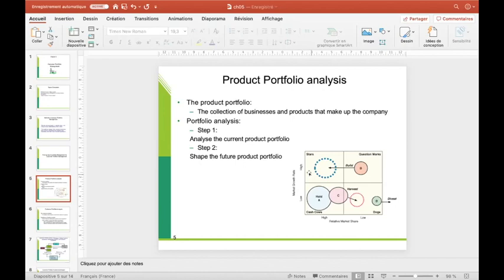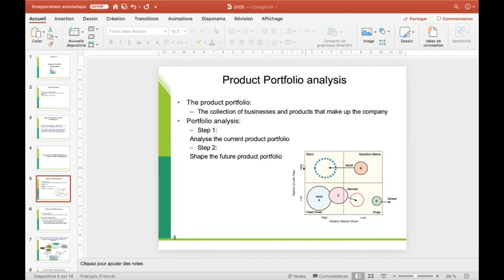You have the stars, with high actual market share or high contribution and high future contribution. You have the question marks, with low actual market share but high potential contributions. You have the cash cows, with high market share but low future contribution. And you have the dogs, with low contribution and low future potential. So four segments, and you see which products are the most interesting.